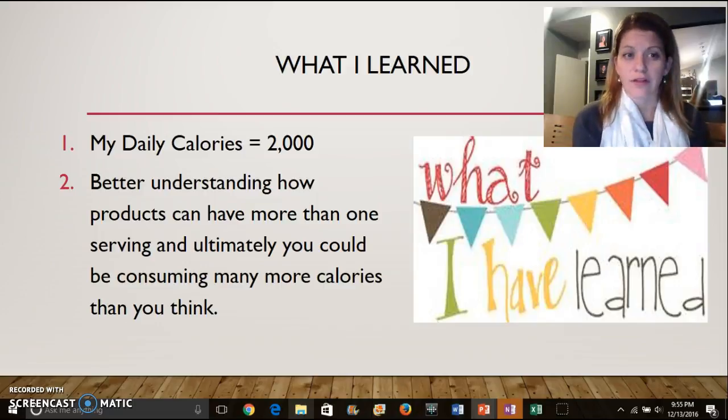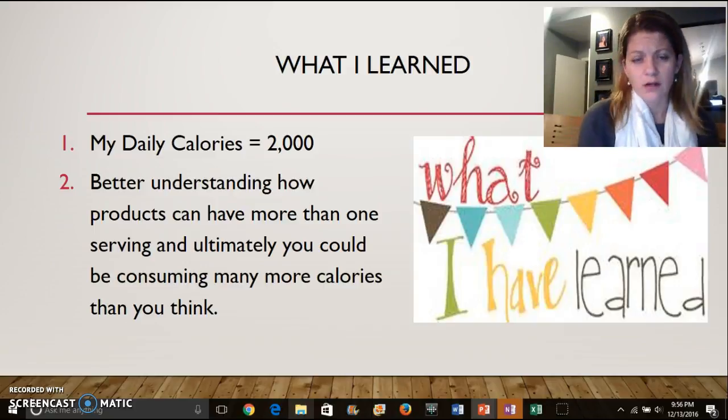Now I just kind of randomly put something in here. So maybe I learned that based on the calorie calculator, my daily calories that I need every single day is about 2,000. Okay, maybe I also learned a better understanding of how to use products, because maybe some products have more than one serving, and if I didn't know this, then I could actually be consuming more. So I want you to elaborate on them.